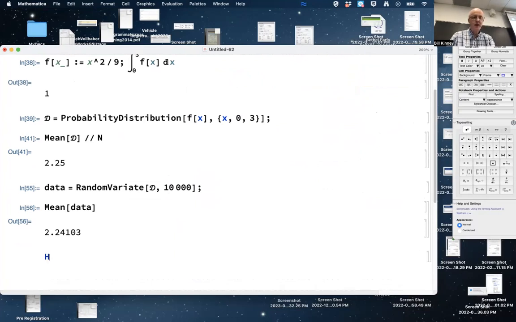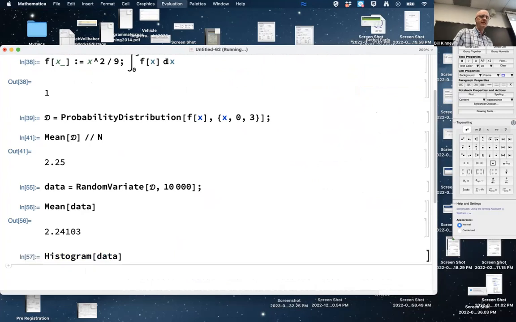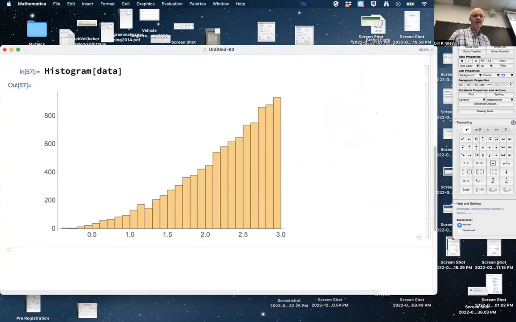I can make a histogram of the data, which is essentially a bar chart showing me what percentage of the data are in various different intervals. There it is. For example, out of 10,000 data points, this highest bar is close to 3. It goes from 2.9 to 3. Its height is close to 900. About 900 data points are between 2.9 and 3, is what this is saying. About 9% of the data.